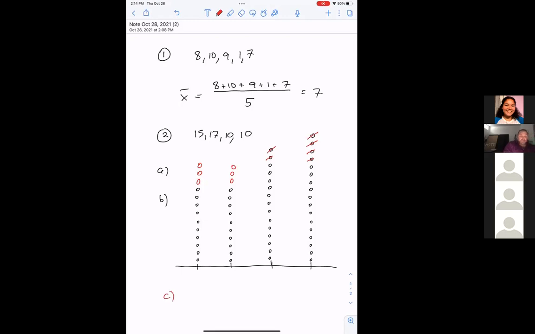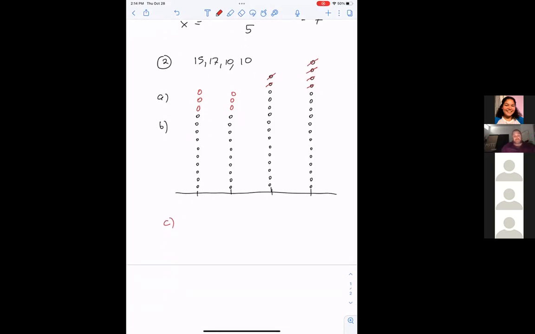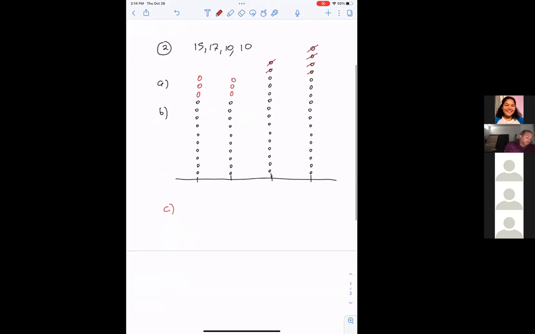And then number C, describe how to illustrate the mean of 13 pieces using the idea of a balance point. So in that case, what would you do for the idea of the balance point method?